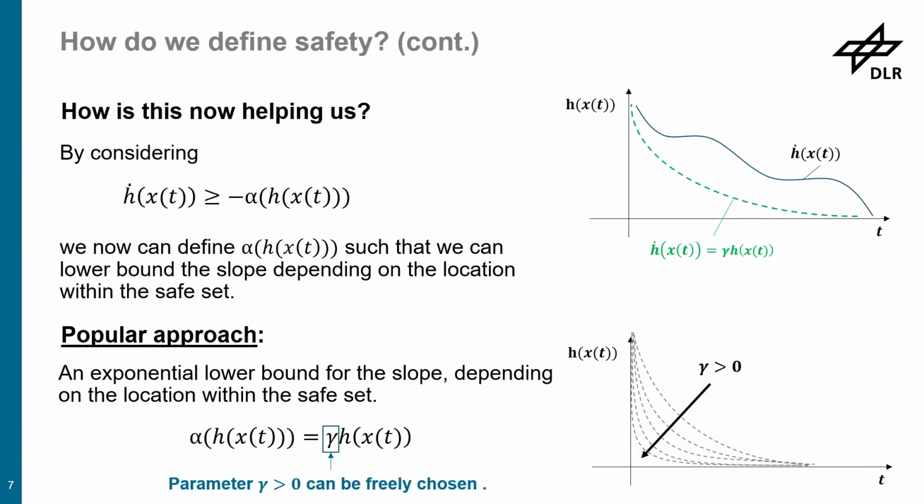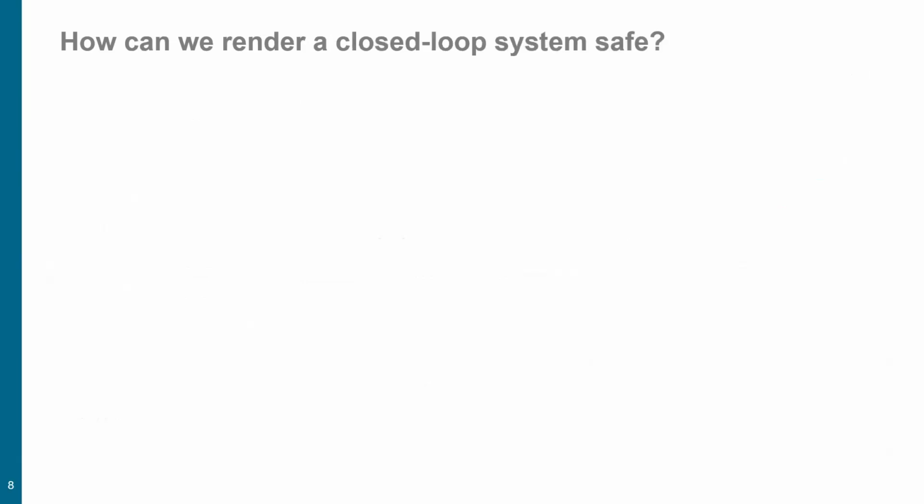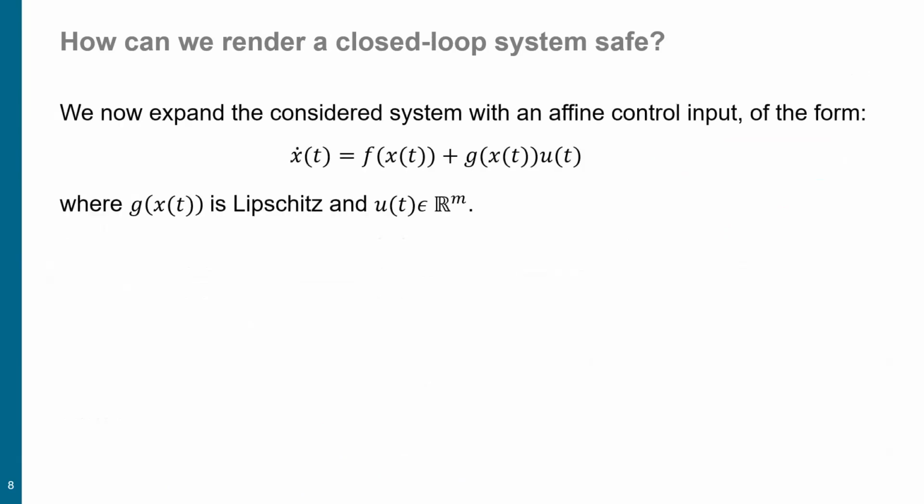How the system is rendered safe is a very good keyword, because until now we just looked at certificates, right? We had no control inputs. Now we can just extend the nonlinear system we had before in a very simple way. So we now have a control affine system, as you can see here.